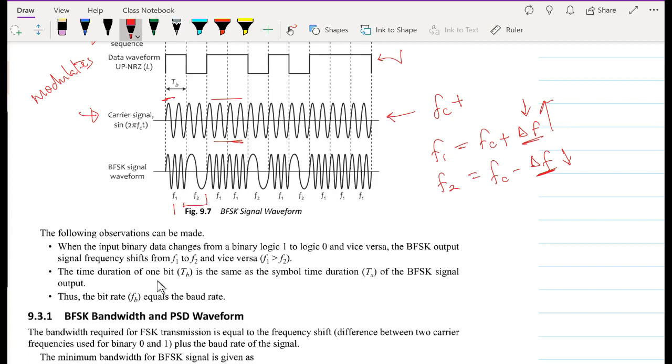The time duration of 1 bit is the same as the symbol duration. We are saying here that the symbol is the same as 1 bit. So one symbol is equivalent to 1 bit, and therefore the symbol rate, or the bit rate, and the baud rate are going to be the same.